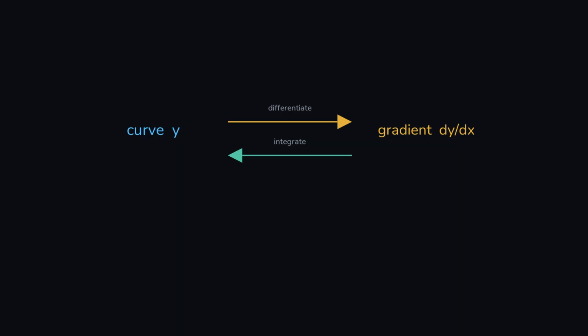And here is the twist nobody warns you about. The very same backwards machine also computes exact areas under curves. So integration wears two hats at once. It reverses differentiation, and it measures area.